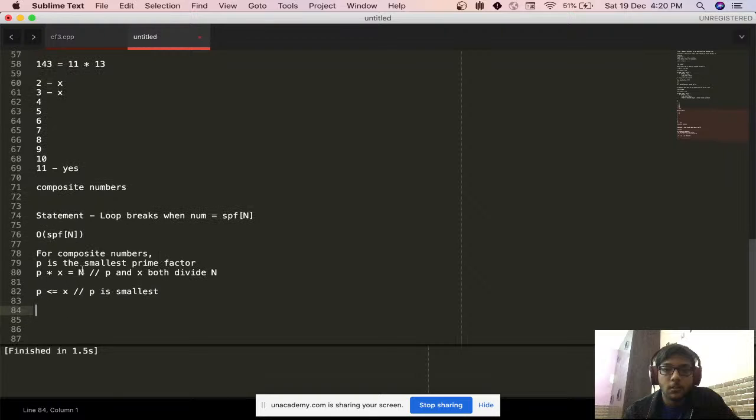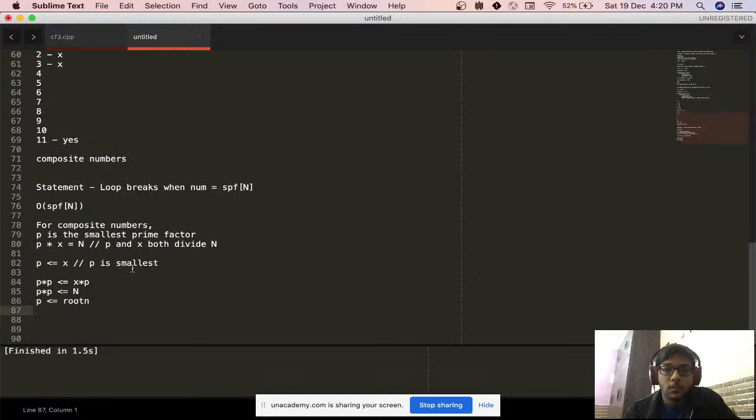So p is less than or equal to x. So can we somehow get a bound? What we can do is multiply p on both sides. So what does that give you? p into x is equal to n. So we can write it like p into p is less than or equal to n. So p is less than or equal to root n. This is a bound that many of you guys have heard also. So this is one way you can look at why root n works.